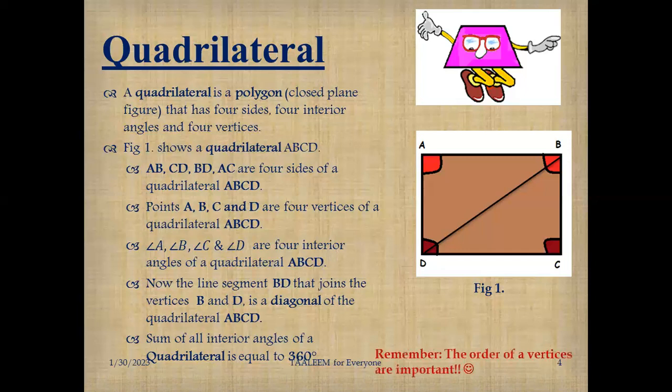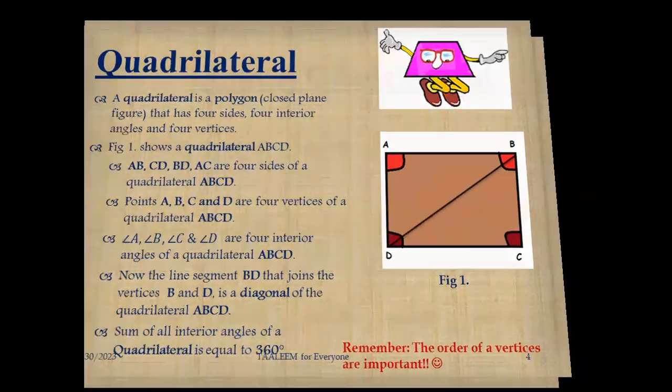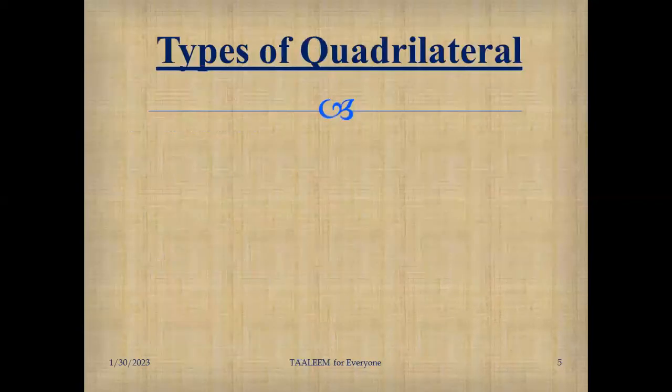You have to remember just one thing: the order of vertices is important while you are naming any quadrilateral. The points you use to name it are important. The sequence is important. Like ABCD, it should not be ABDC, or DEFG should not be DEGF. No, the sequence should be consecutive.